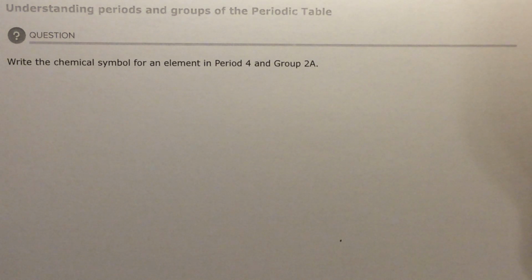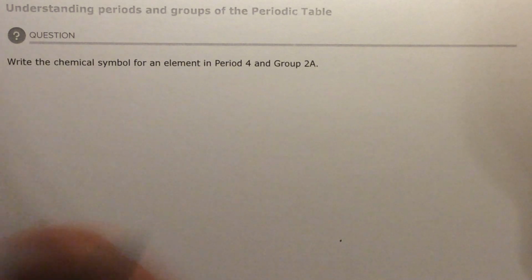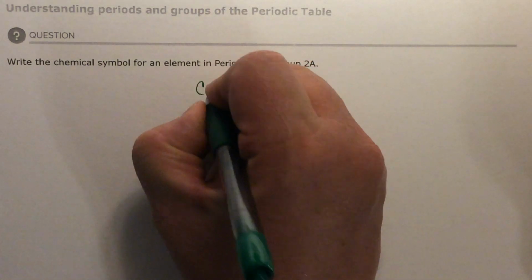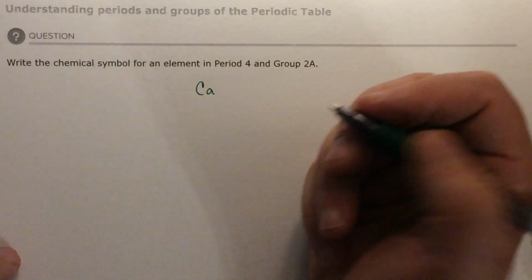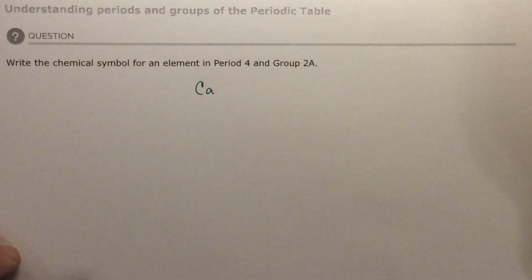So if you go to period 4, it starts with potassium, K. And you go over to the 2, so 2A would be column 2, and you look there, you're going to find calcium. And calcium is Ca. So that is period 4, group 2A. So I hope that helps you.